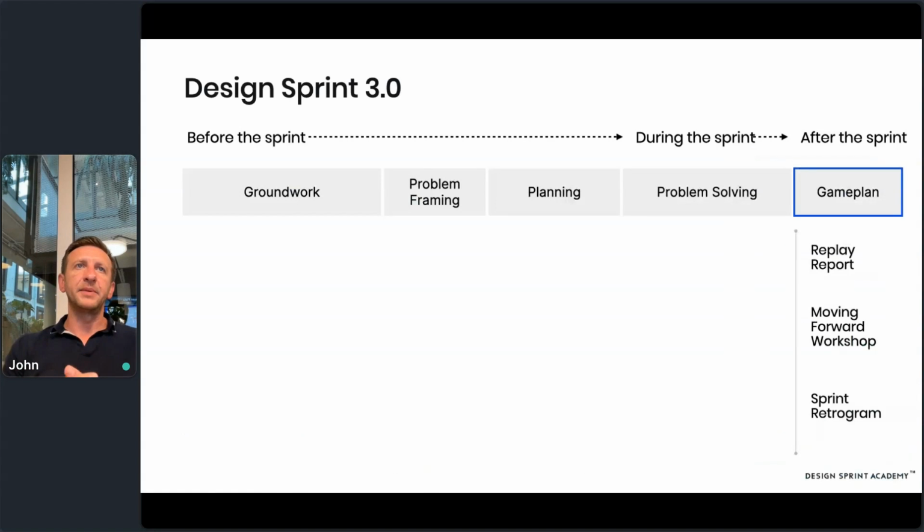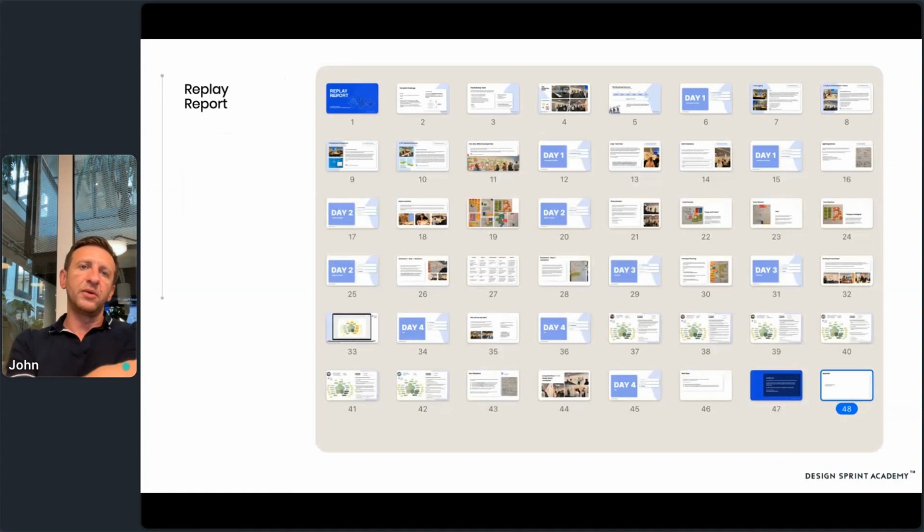After the sprint, what happens? You have a game plan, that's how we call it. There is a replay report. We take everything that happened in the sprint and we put it into a report like this. It's usually anything from 40 to 70 slides. It's a narrative of design sprints that the stakeholders, especially those who were in problem framing, can read through. They don't need to be in a design sprint. It reads like a book, so they really can understand the process, the decisions, and the results.